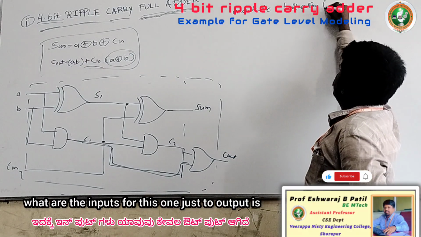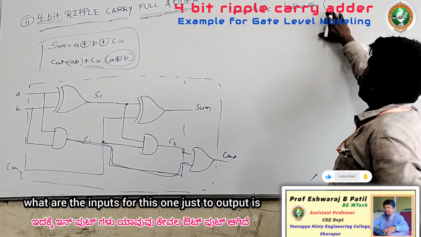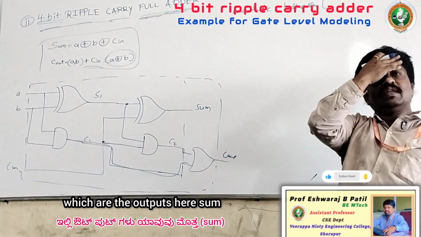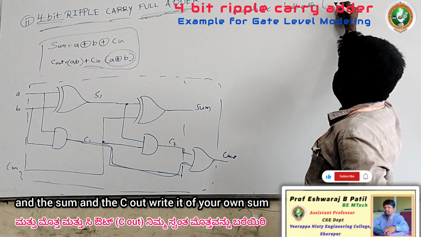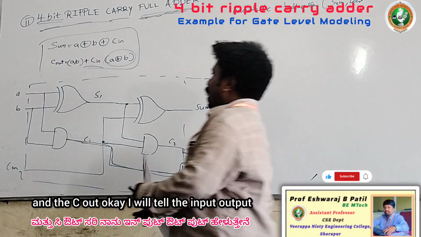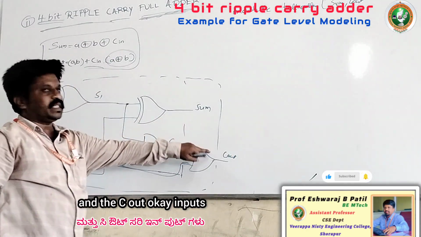What are the inputs for this one? Which are the outputs here? Sum and the C out. Write it on your own. Sum and the C out. I'll tell the inputs and outputs.